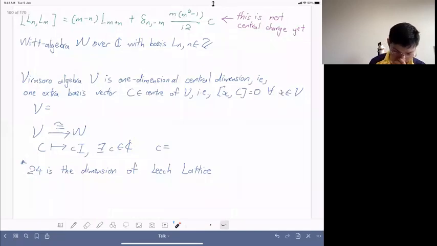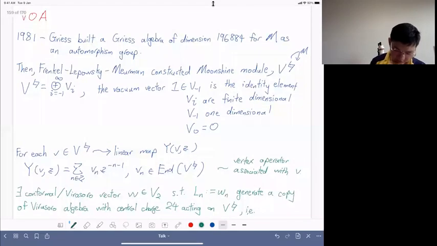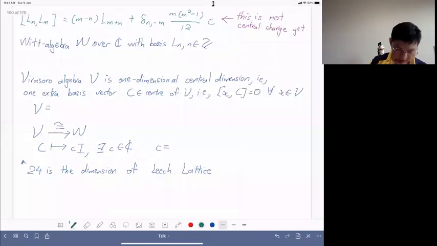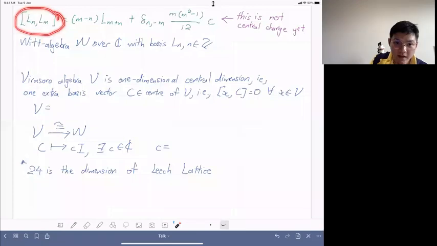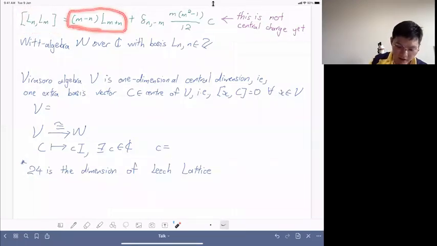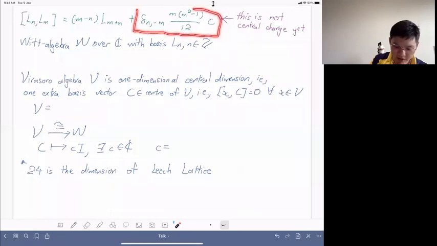So first of all, let me write. Okay, so what is a Virasoro algebra? Virasoro algebra means if you look at the commutator, okay, they will have this adding up relation, and also creating a central term here. This is the coefficient. This is some vector.